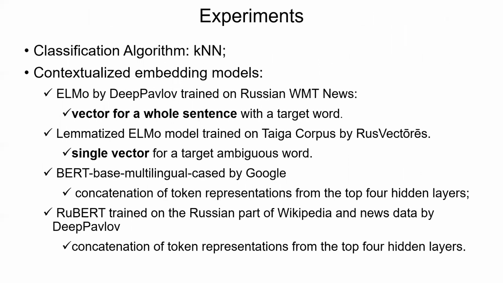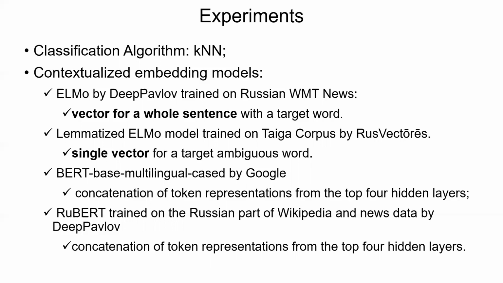We conducted several experiments to determine whether our text collection can be used as a training dataset for a word-sense disambiguation model. In our research, we used the k-nearest neighbor classification algorithm based on the contextualized word embeddings ELMo and BERT. In our experiments, we exploited two distinct ELMo models. The one trained by DeepPavlov on Russian WMT news, and the other is RuWordNet's lemmatized ELMo model trained on the Taiga corpus.